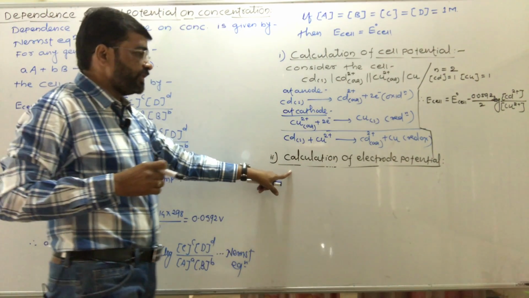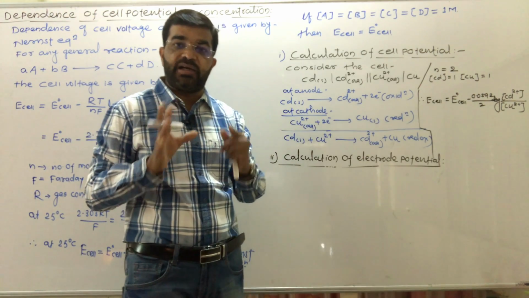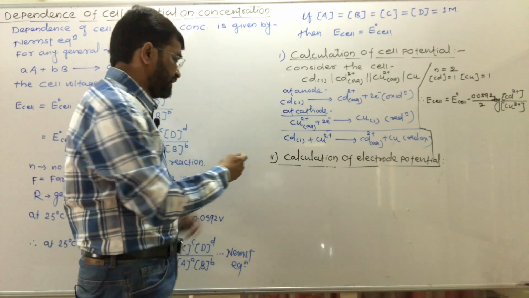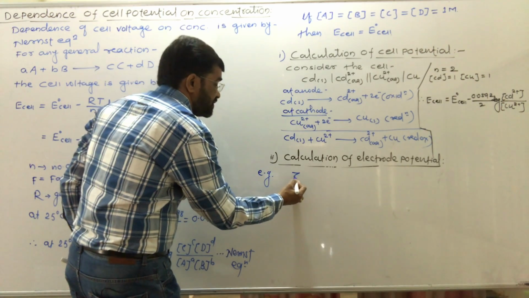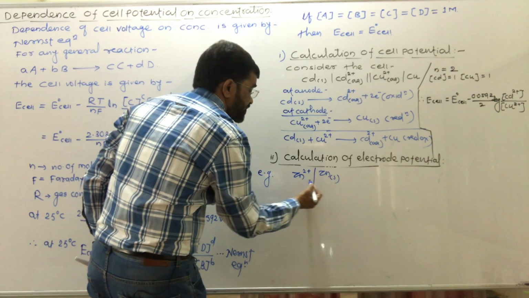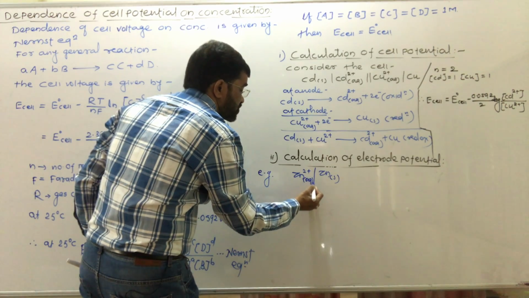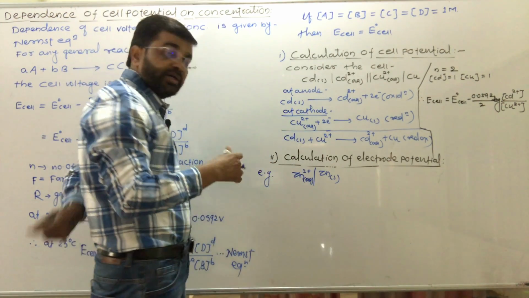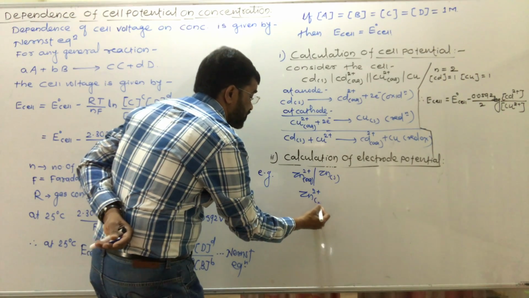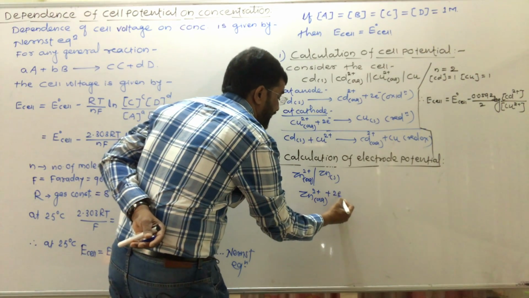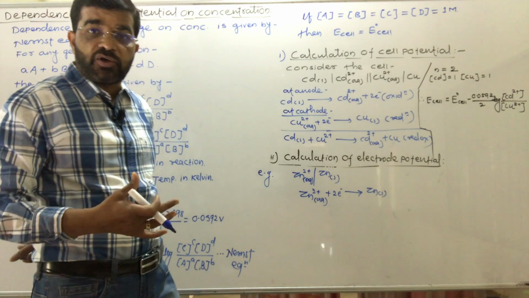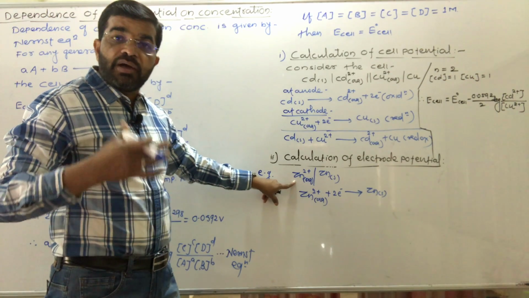Now the calculation of electrode potential, here we have to study. How will you find out the electrode potential? By using the Nernst equation. For that we have to take one example, for example, solid zinc is placed in an aqueous solution of zinc ions, and its reaction is like this. Zinc plus 2 ions accept 2 electrons, and zinc is deposited at the zinc rod. This is the single electrode, half cell.